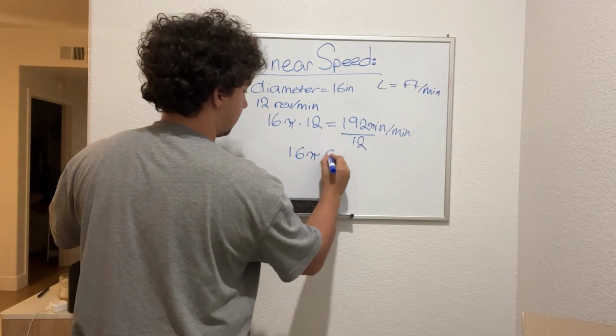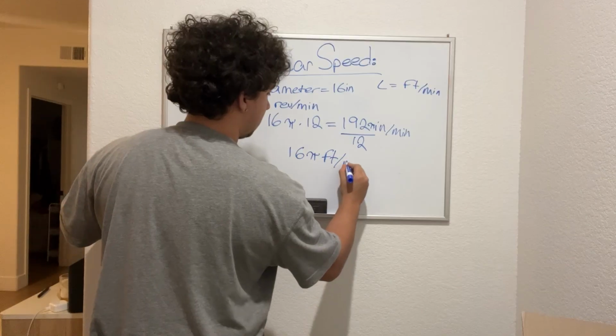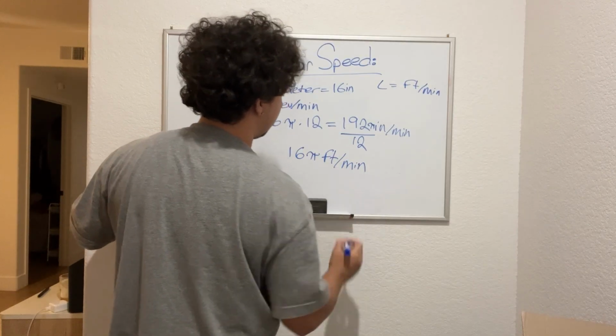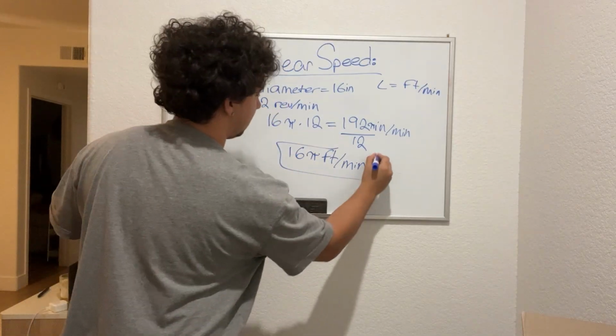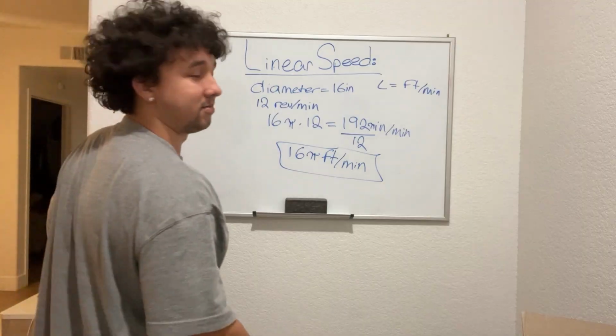So 16 pi feet per minute would then be our linear speed. Problem 1 complete.